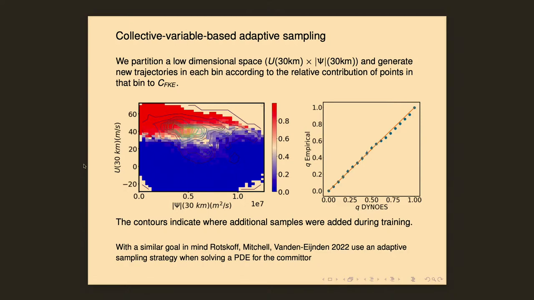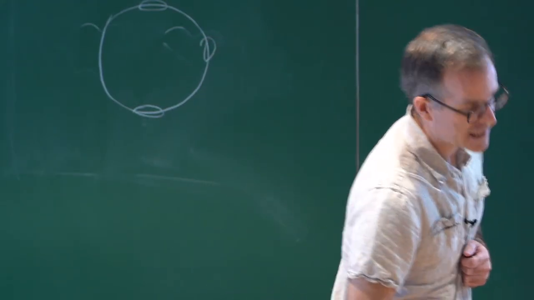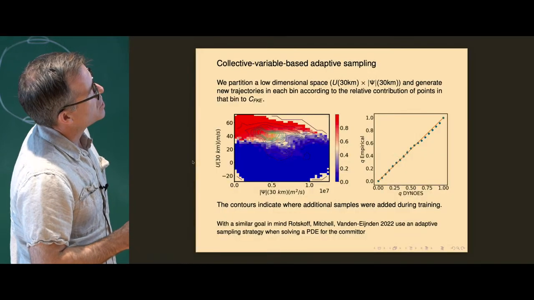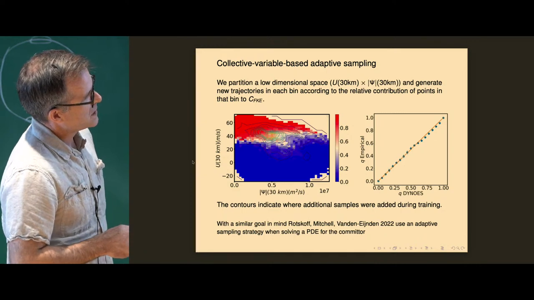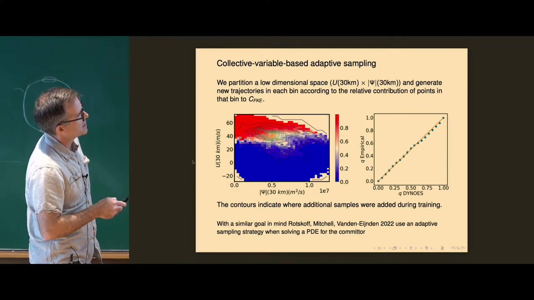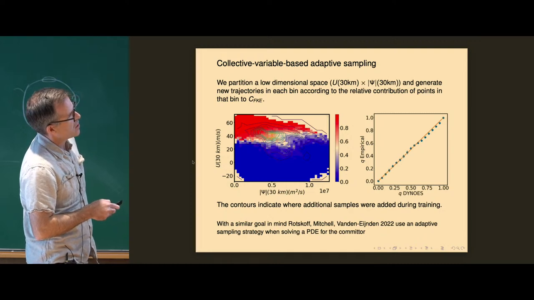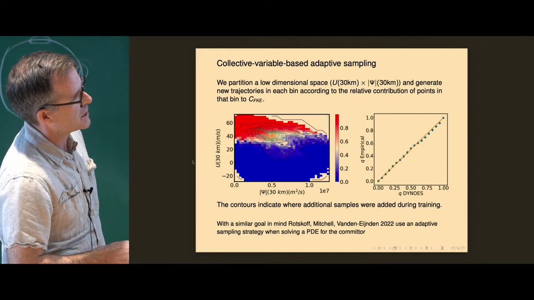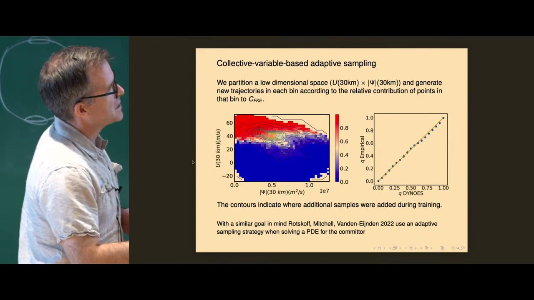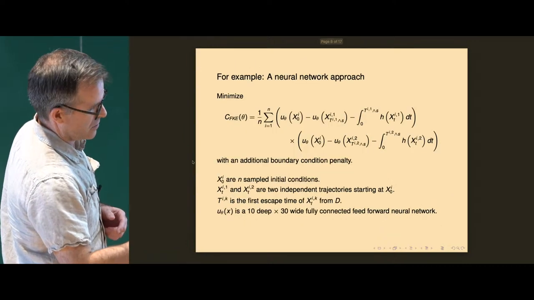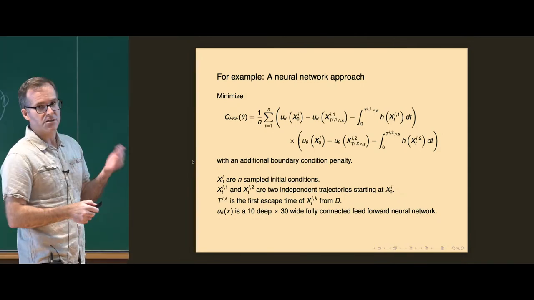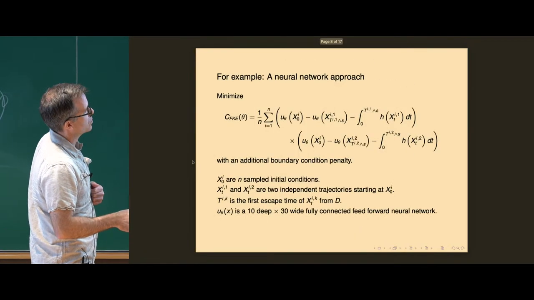So that's the setup, and I'm just showing you one possible way to solve this computational problem. Let me show you one other point about the way we implemented things. We actually do an adaptive sampling, again using collective variables, something we've seen this morning. The collective variables from among these 75 dimensions are U evaluated at 30 kilometers and the magnitude of psi evaluated at 30 kilometers. So that's a two-dimensional collective variable space, which we grid up. And then we look at the contribution within a bin of these products, in other words, the integrand in the L2 norm of the residual.